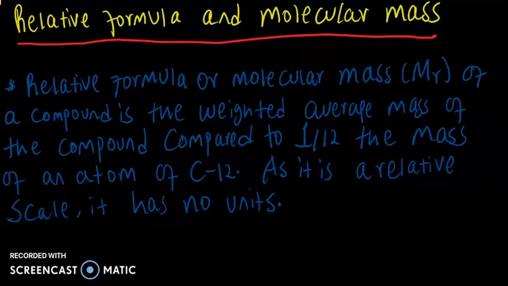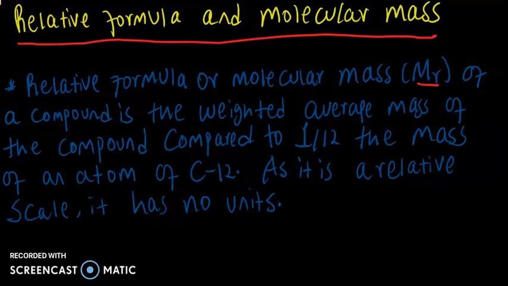Hello, today we'll be looking at relative formula mass and relative molecular mass. So let's start with the definition. The relative formula or molecular mass, symbolized by Mr, of a compound is the weighted average mass of the compound compared to 1/12 the mass of an atom of carbon-12. As it's a relative scale, it has no units. Beware of this definition and make sure you have it in your head word for word in case you're asked on the exam to define it.